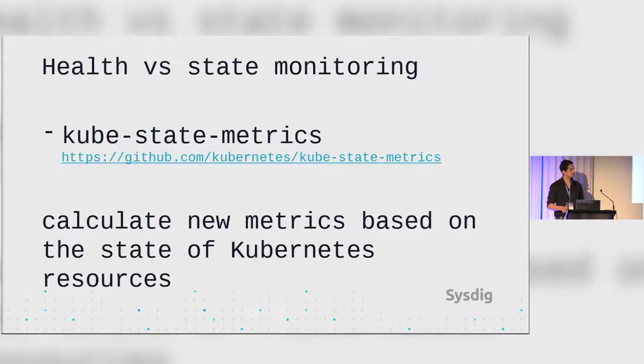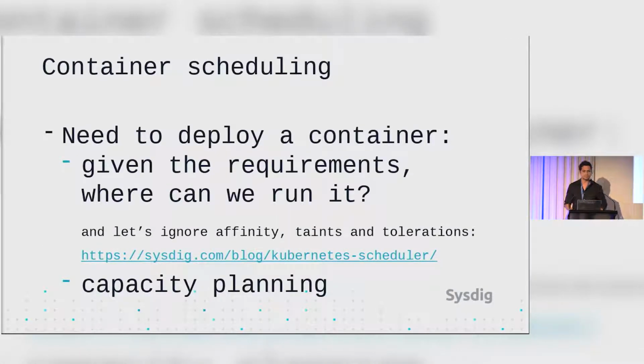In Sysdig, we have implemented and we understand the kube state metrics with zero configuration. So you can calculate and understand the state metrics from Kubernetes and calculate new metrics based on that. Once you are using an orchestration tool, you have to make sure you deploy a container given those requirements. So you have to make sure you are able to plan accordingly and be able to adjust your capacity for your infrastructure.